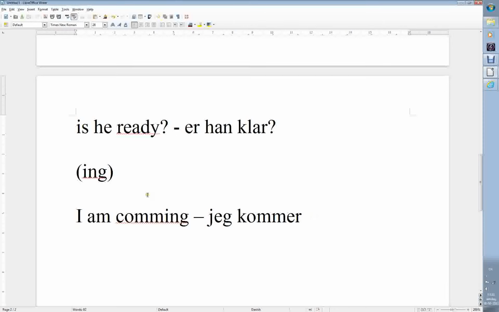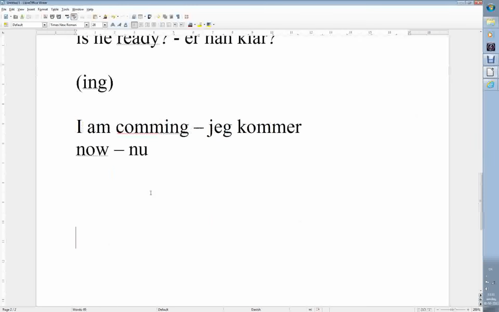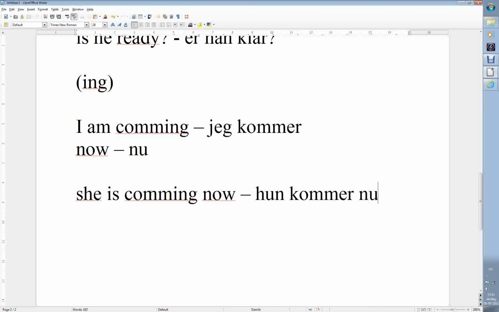And I'll introduce another one. An important thing that we'll use is now. This now is nu in Danish. Nu. And let's do some more translation. She is coming now. How would you translate that? Hun kommer nu. So now goes to the end.